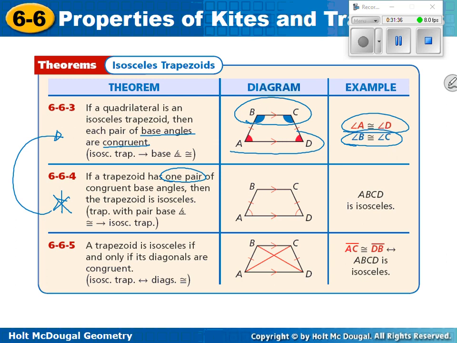The last property you're going to add to your property sheet is this one right here. And it says that if it's an isosceles trapezoid, it will have congruent diagonals. What other shape has congruent diagonals? A rectangle. So again, that's why I stressed, if you just have congruent diagonals, that's not enough to say that it's a rectangle. It's got to first be a what? Parallelogram. If it has congruent diagonals and it's a trapezoid, then it's an isosceles trapezoid.